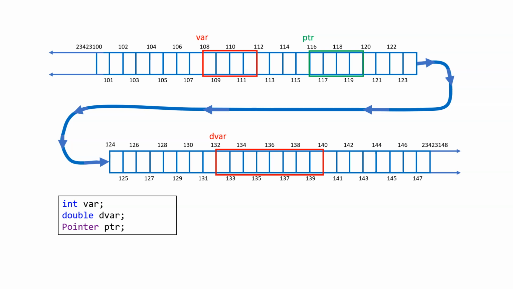What is the difference between PTR and var? Var holds an integer. PTR is holding kind of an integer, but it's a positive number that is supposed to be the address of something. That's why we make it different than a regular integer.